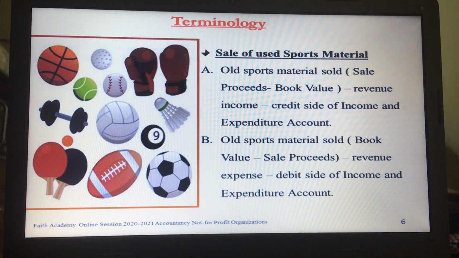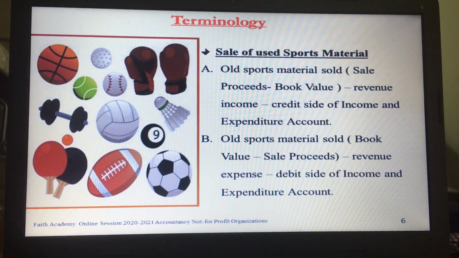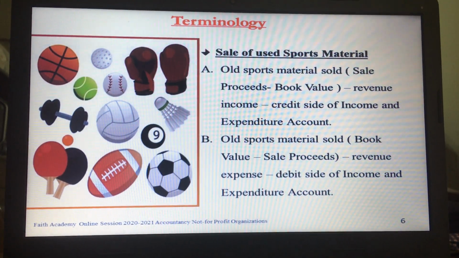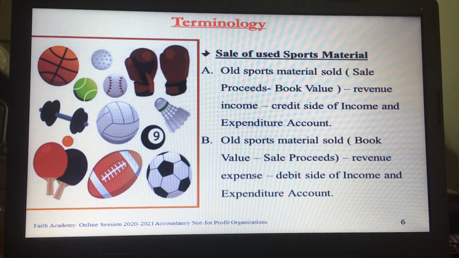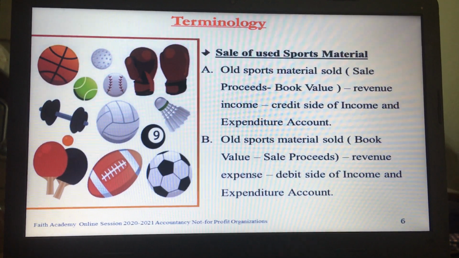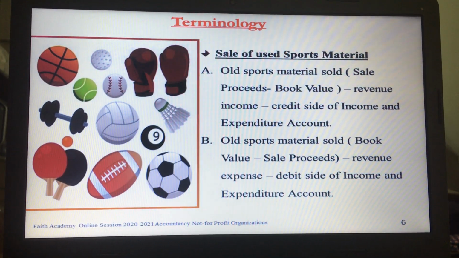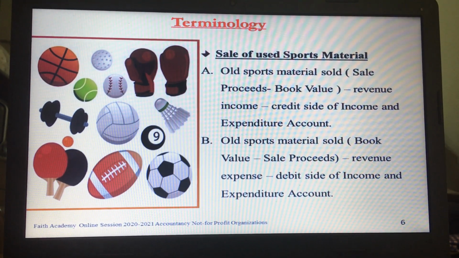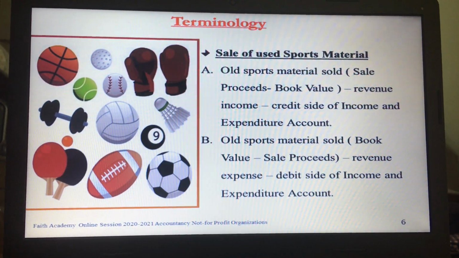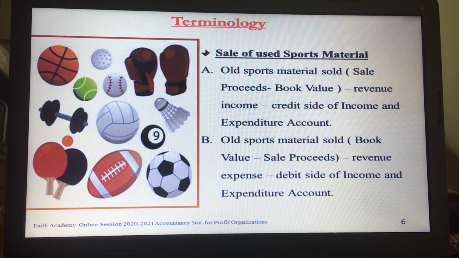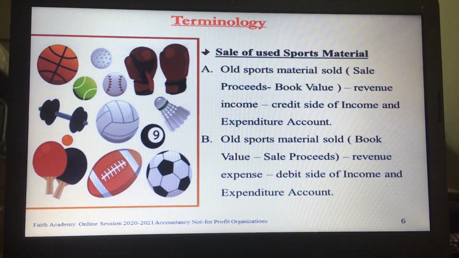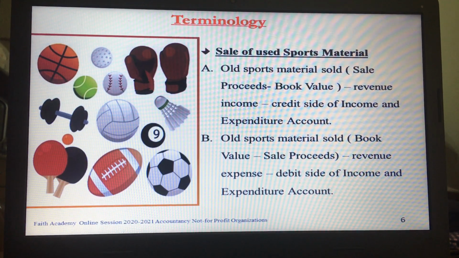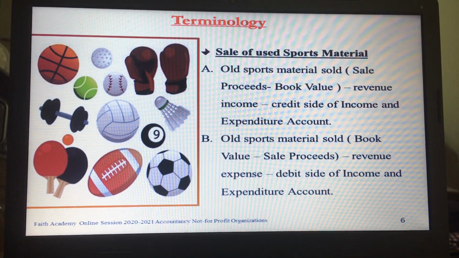If there is any old sports material that is sold, so if sale proceeds are more and book value is less, it will be a revenue income and it will be shown on the credit side of the income and expenditure account. If the sports material is sold and the book value is more than the sales, then it will be a revenue expense and it will be shown on the debit side of income and expenditure account.